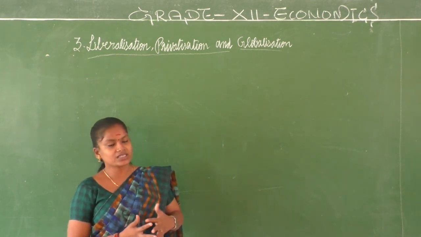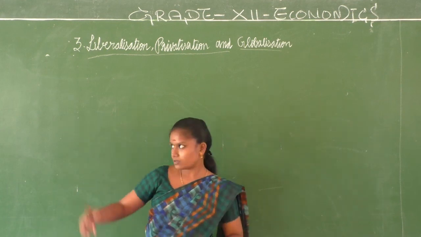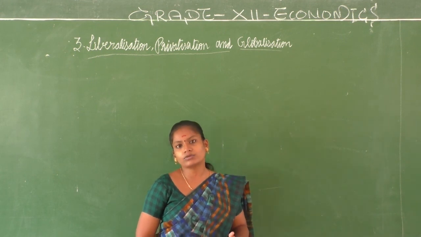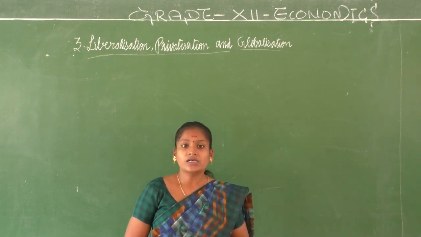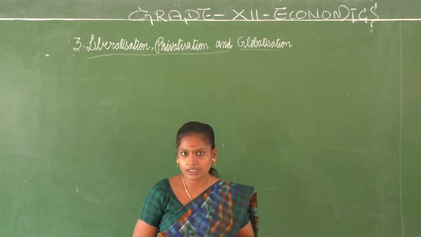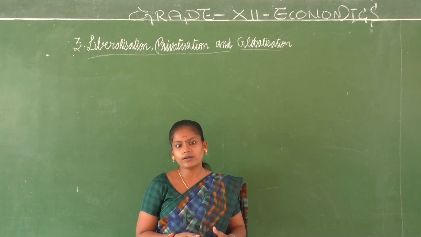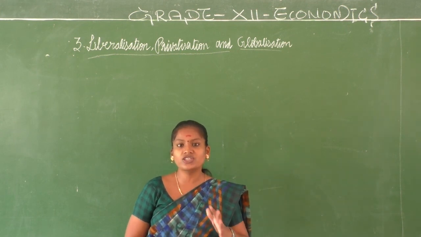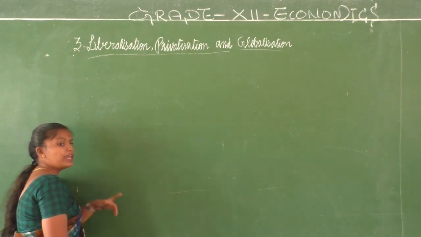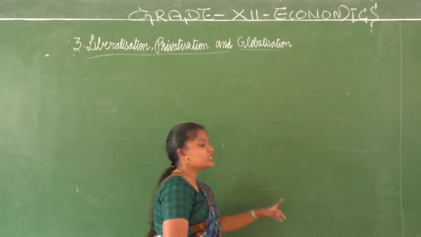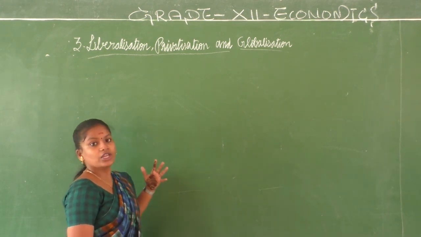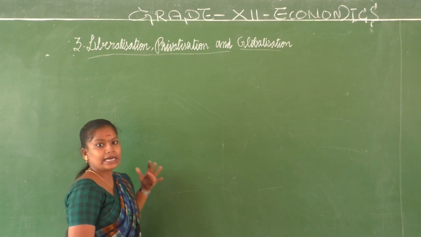And what are we discussing in this particular chapter, chapter number 3, unit 2? We are discussing LPG reforms: liberalization, privatization and globalization. So these in short are called LPG reforms. L for liberalization, P for privatization and G for globalization. These are results of the new economic policy 1991.